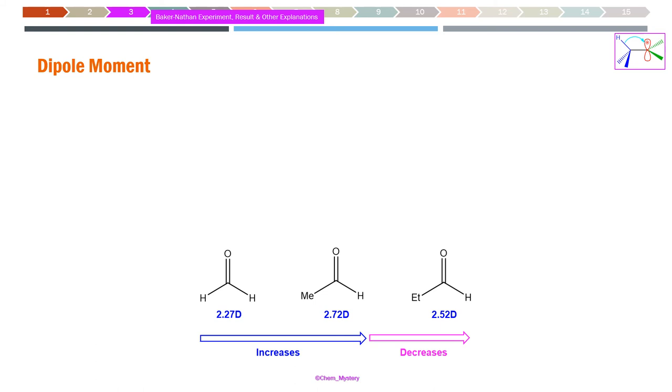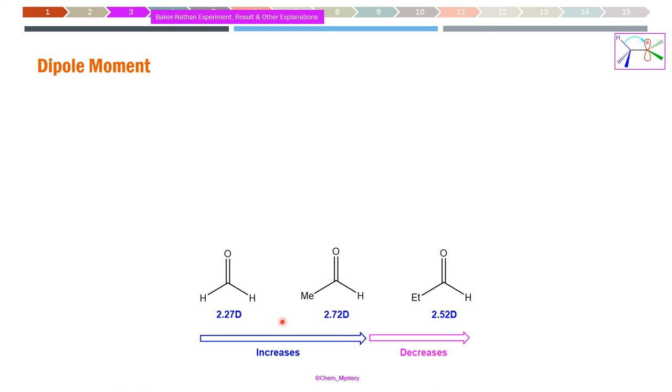But suddenly, when we go from acetaldehyde to propionaldehyde, that is, this is your acetaldehyde, and this is propionaldehyde, when we have replaced our methyl group with an ethyl group, what has happened? The value of the dipole moment has decreased from 2.72 to 2.52. By no means can we explain this value of the dipole moment from acetaldehyde to propionaldehyde without taking hyperconjugation into consideration.